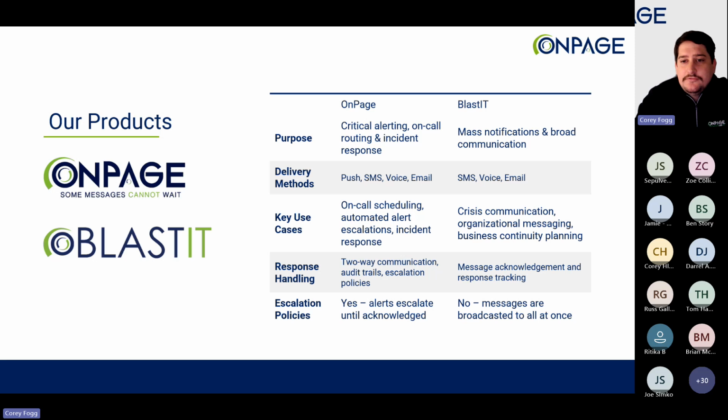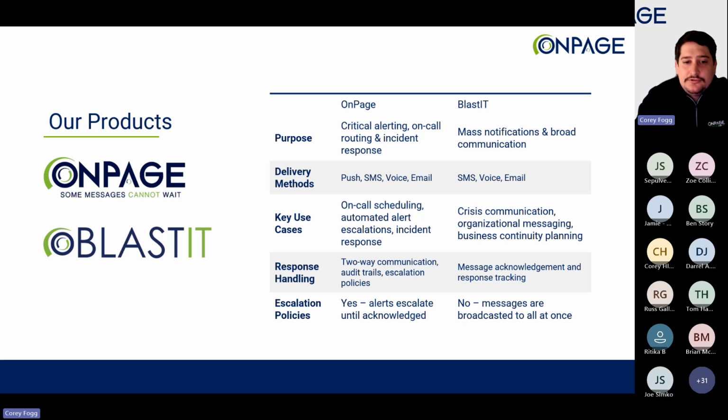So to give a quick overview, OnPage is our critical alerting, on-call routing, incident response platform. This is for all of your critical things that you need to make sure that people are alerted of right away. And BlastIt is our mass notification, broad communication. Each of these tools supports SMS, voice, and email, whereas OnPage also has an app that supports push notifications. That way we can bypass the do not disturb and the silent switch on phones, so you always get the alerts that you're looking for.